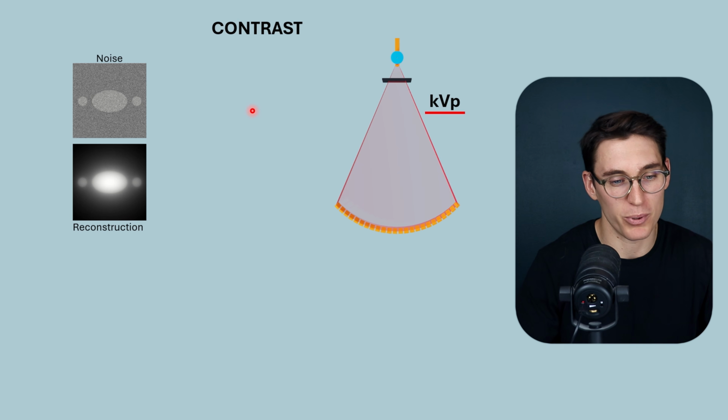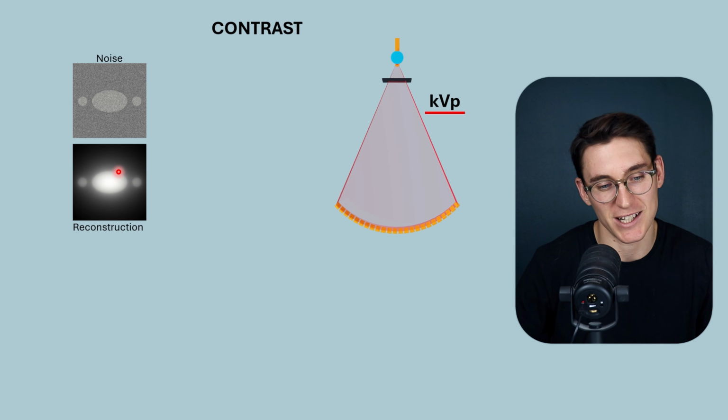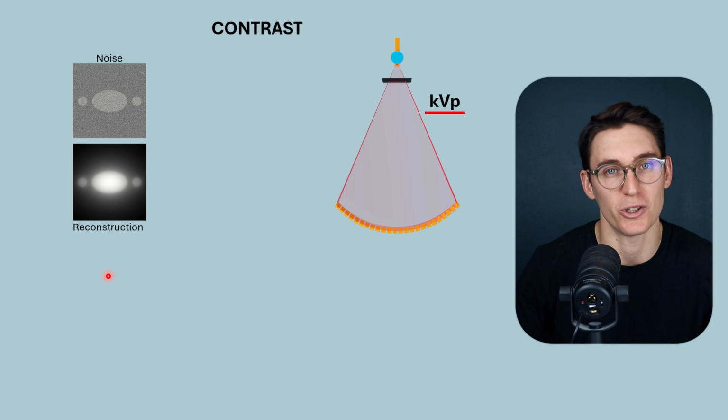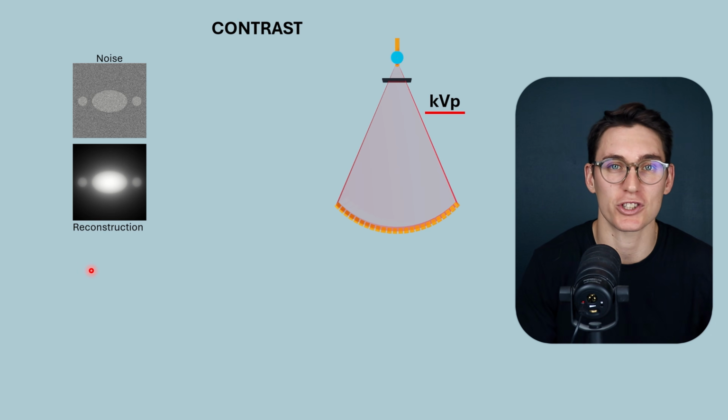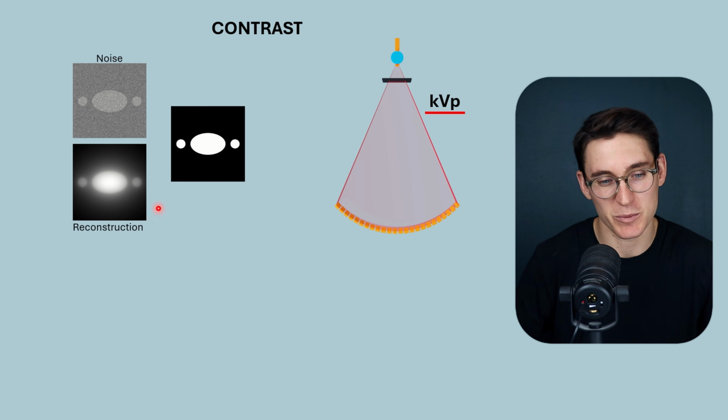We also saw that blur in our reconstruction, especially in back projection images, is going to decrease our spatial resolution as well as decreasing contrast resolution. We can't see the differences in these two structures as well because of blur. So reconstruction methods are also going to worsen or improve contrast. And ultimately, what we want is good contrast between tissues of different densities.